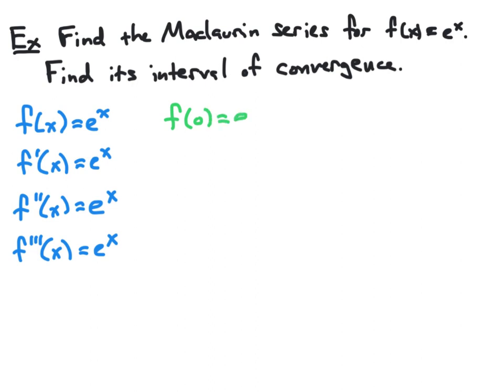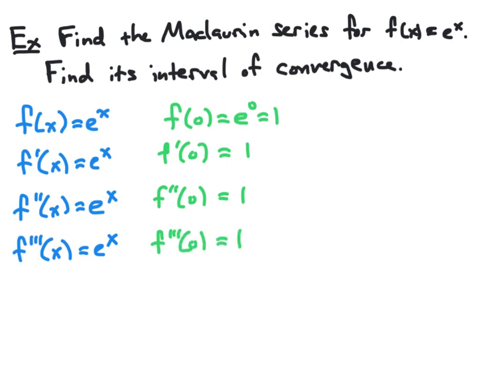And so here we get e to the 0, which will be 1. F prime of 0 will also be e to the 0, and therefore equal to 1. F double prime of 0 will also be 1, as will f triple prime of 0. And in fact, any derivative of this function evaluated at 0 will always give us a value of 1.